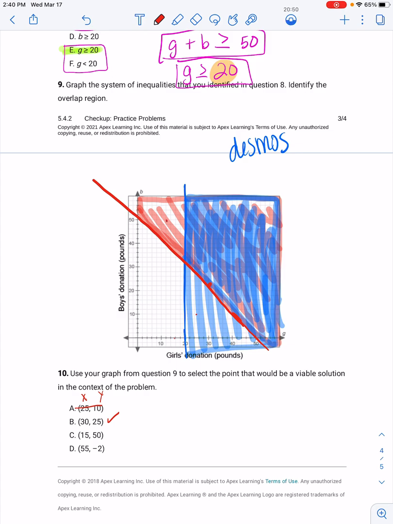That would not be a solution because it's only in the red. And then our last one, we know this one's not going to work because it's a -2, and that would be like down here. So that doesn't work. So our only solution is that one.